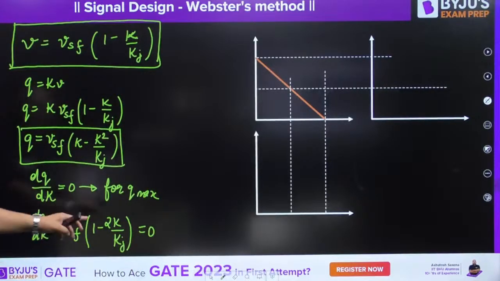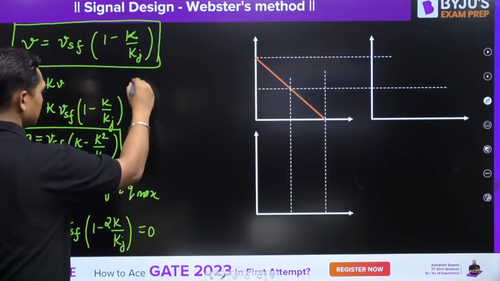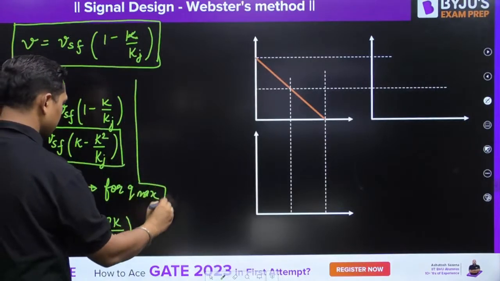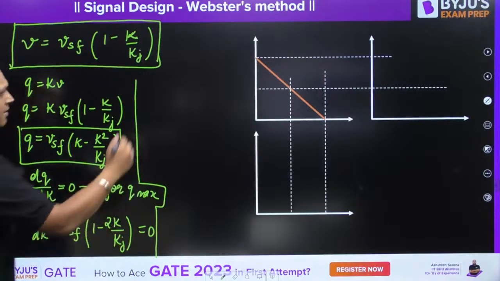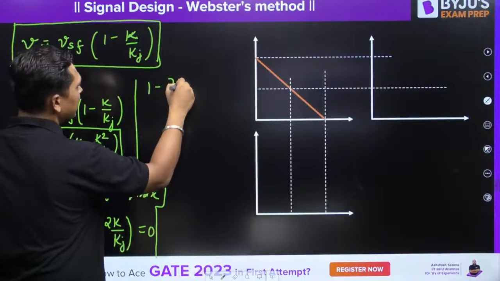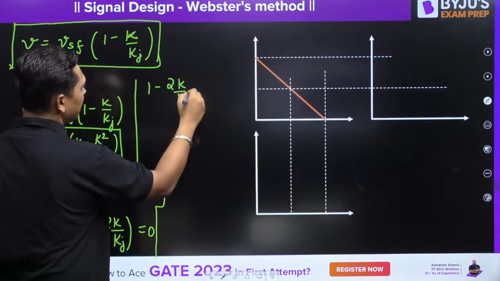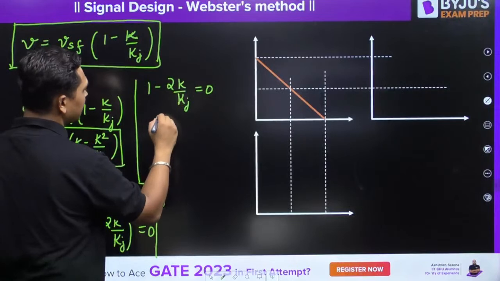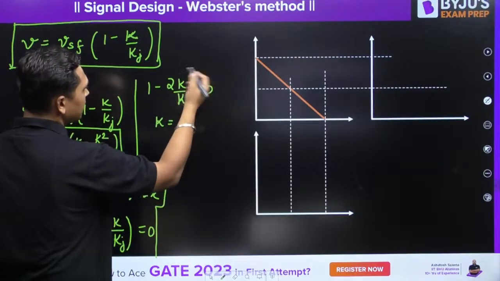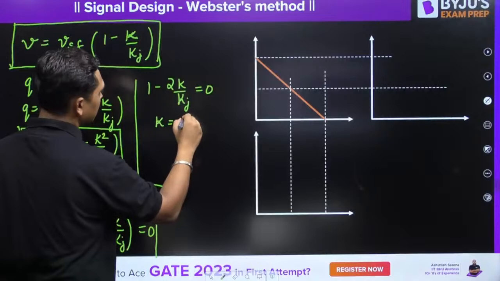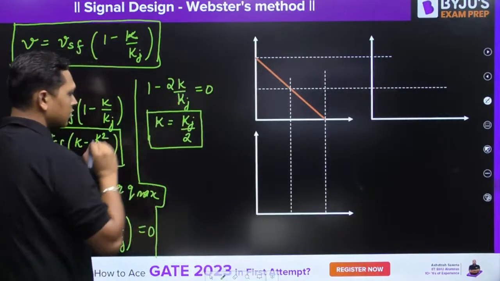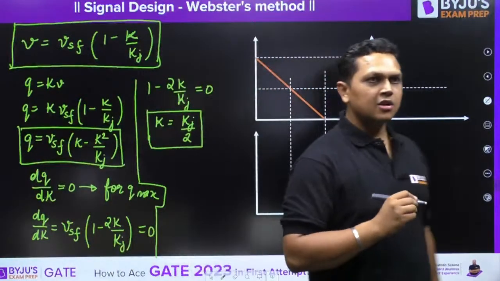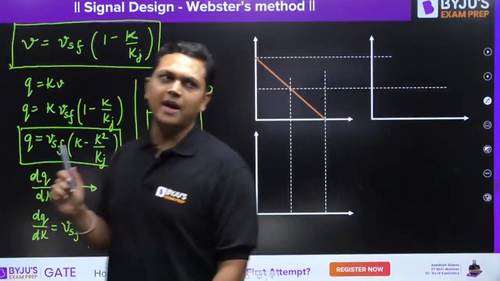And when you substitute this equal to 0, VSF will go down. So 1 minus 2K upon Kj will become equal to 0. So from here your K will come out to be equal to Kj by 2. For maximum Q max, your K is coming out to be equal to Kj by 2.